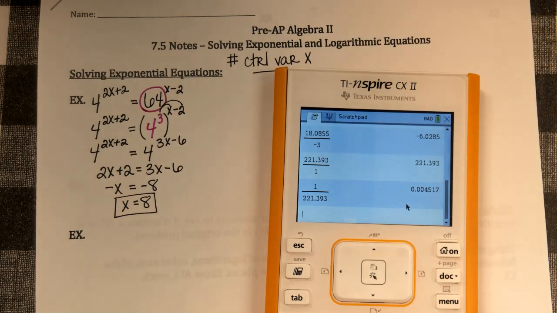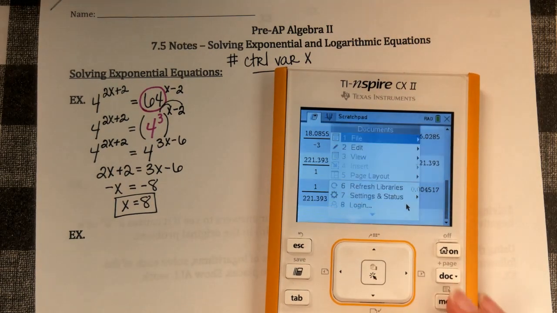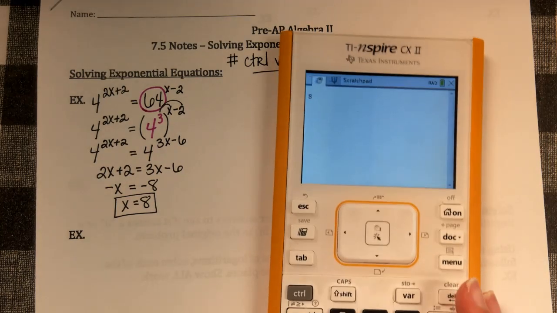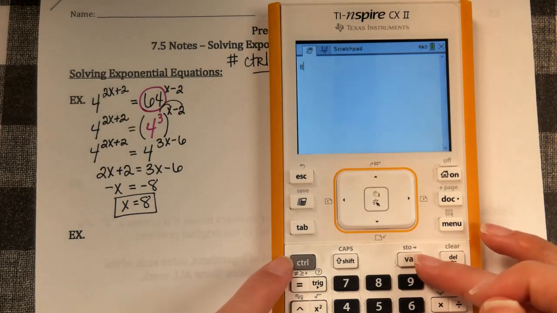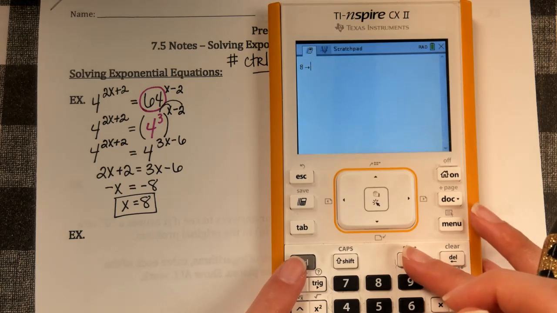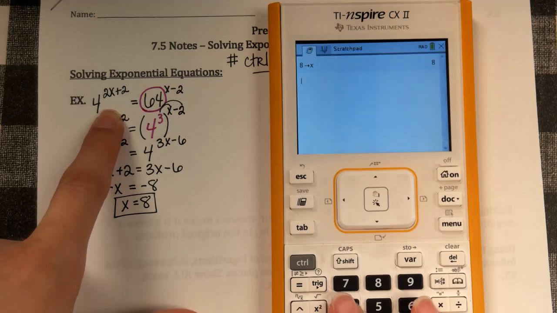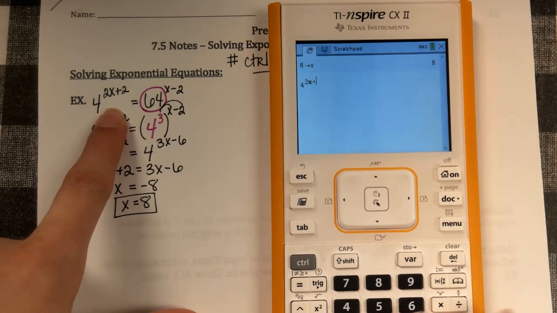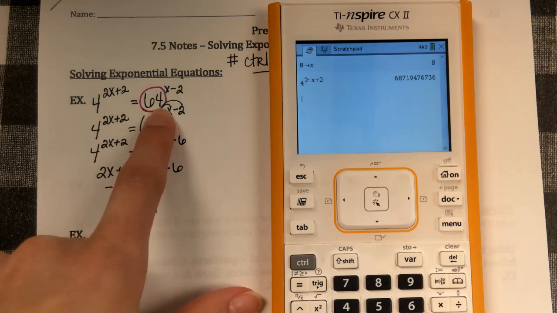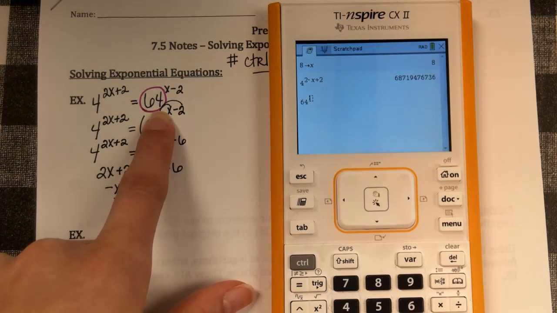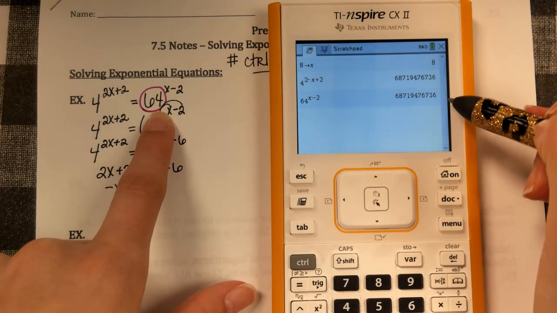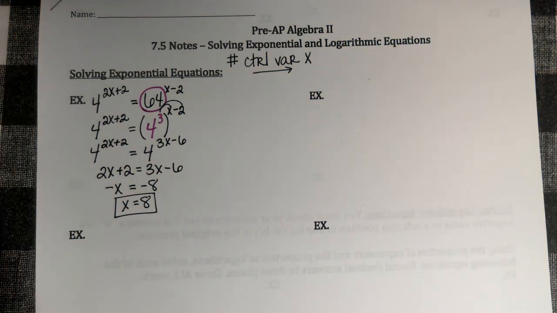So I'm going to type my number 8, and then ctrl var is at the top, ctrl var, and then that x, and then I can type 4 raised to the 2x plus 2 power, gives me that long number, and then I type my right, 64 raised to the x minus 2 power. It should give me the same exact value if it's true. Okay, so you can check every single one of those in 7.5.